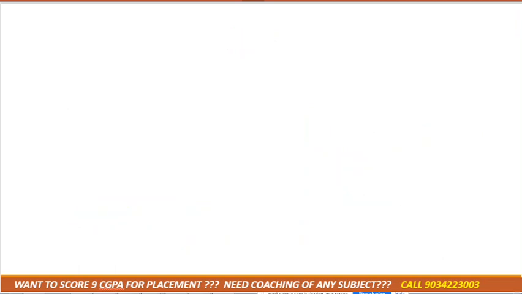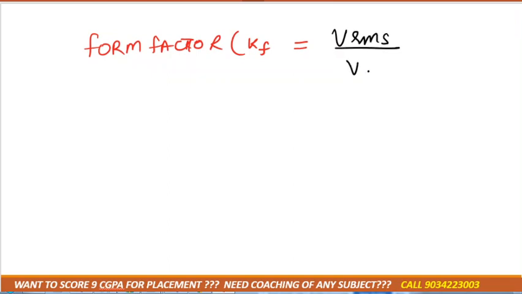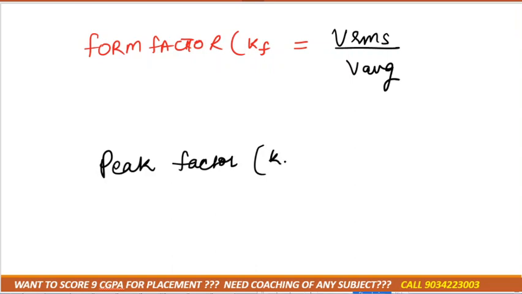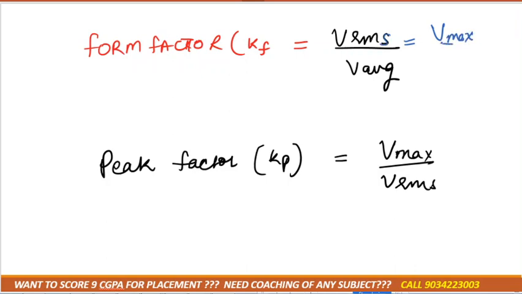Now, generally they will ask you the form factor. Form factor is denoted by KF, and the formula for the form factor is VRMS divided by V average. Similarly, we have another term, the peak factor. Peak factor is denoted by KP, and the formula is Vmax divided by VRMS. You need to learn that. I just told you what VRMS is in terms of Vmax. Tell me, VRMS is how much? Vmax divided by root 2. And V average is how much? That is 2 Vmax divided by pi, right?